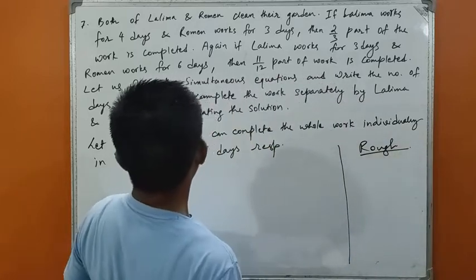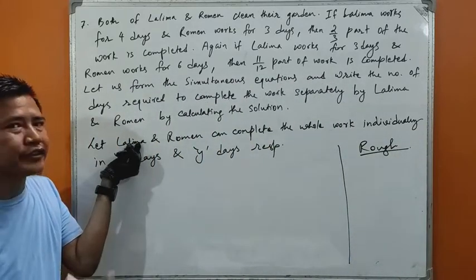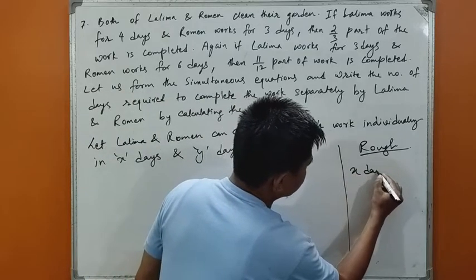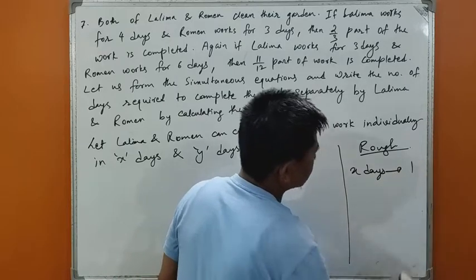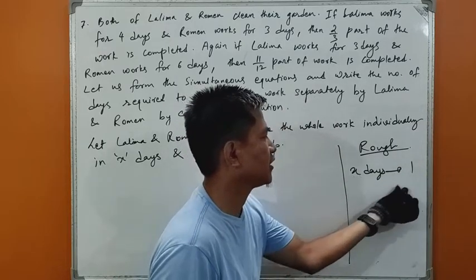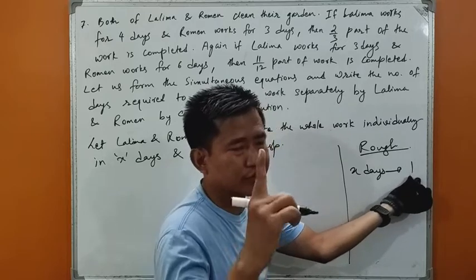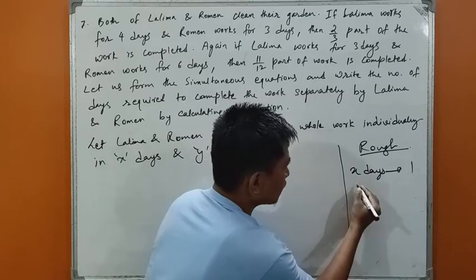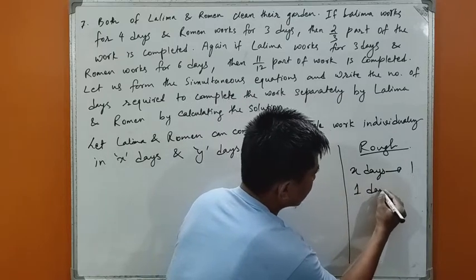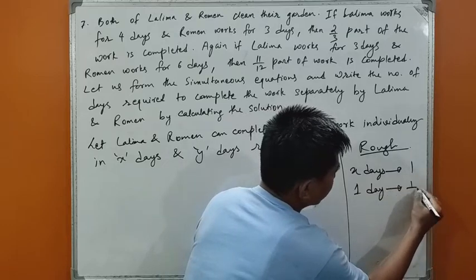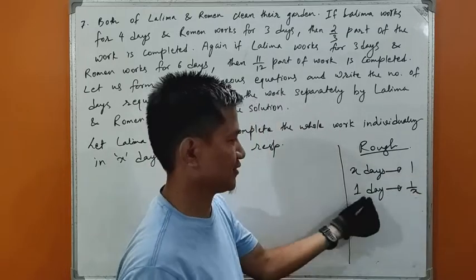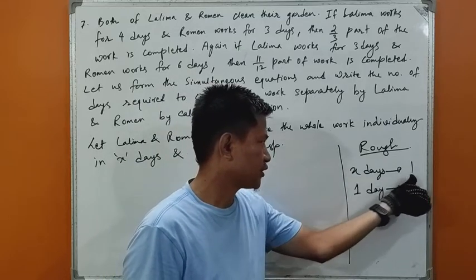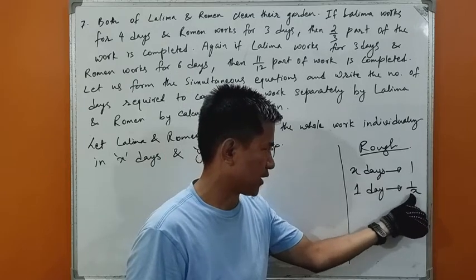Okay, we have assumed that Lalima can complete the whole work alone in X days, isn't it? In X days, Lalima can complete one work. One means the whole work. Okay. In X days, Lalima can complete one work. So in one day, she can complete 1 upon X. Isn't it? Like the number of apples. She can complete the whole work in X days. X days means whole work. In one day, she will complete 1 upon X.